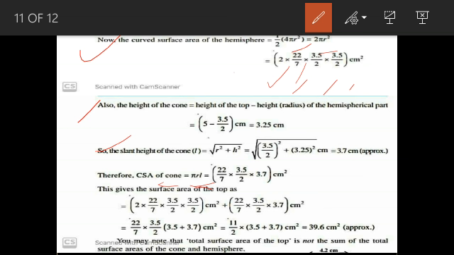So after finding the slant height, just put the value, and after getting the curved surface area of cone, just sum up the curved surface area of hemisphere and curved surface area of cone. We will get the required area of the lattu on which we have to paint.